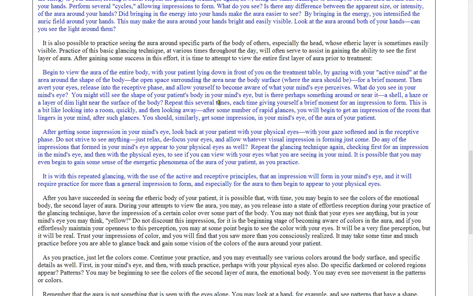Repeat this several times, each time giving yourself a brief moment for an impression to form. This is a bit like looking into a room quickly and then looking away. After some number of rapid glances, you will begin to get an impression of the room that lingers in your mind after such glances. You should similarly get some impression in your mind's eye of the aura of your patient.